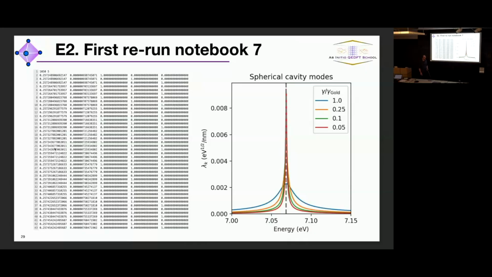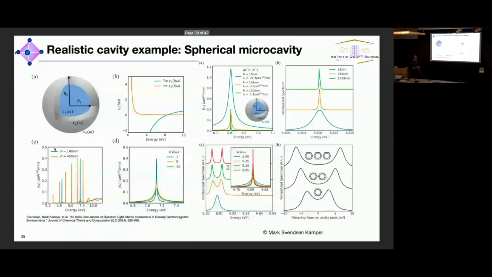So we have 1000, so less than 2000 dimensionality of the matrix, which is still very, very much fine to diagonalize. And then the goal of the exercise is to get something like that. That's what we had in the paper with Mark. Now, that's the spectral density of the cavity mode.